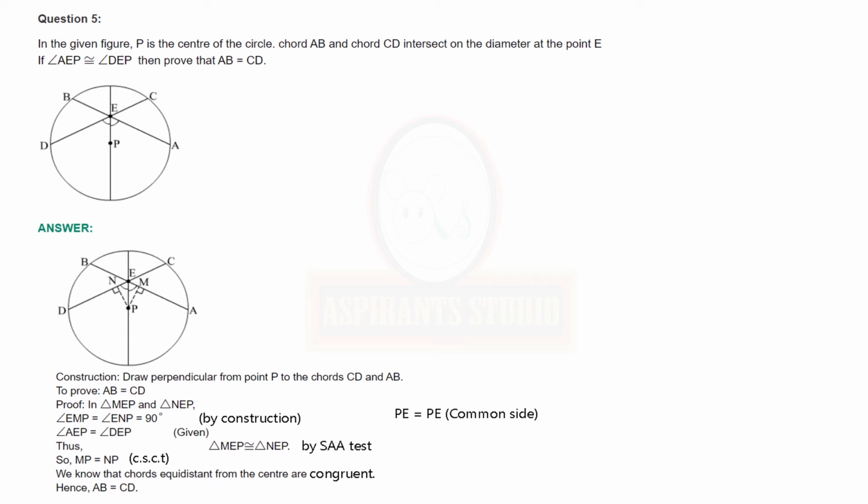Also we know that chords equidistant from the center are congruent. That means the chords which are at equal distance from the center of the circle are congruent. Hence, look at the figure. We get chord AB congruent to chord CD. If the chords are congruent, then their lengths are equal. So, AB is equal to CD. Hence, we prove that AB is equal to CD.